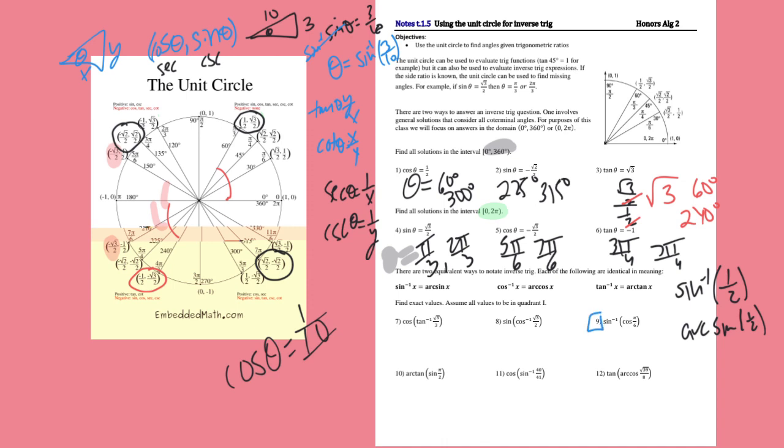Number 9 says, tell me the cosine of pi over 6. What is the cosine of pi over 6? So you go to pi over 6 on your unit circle and say, okay, cosine of pi over 6 is going to be the x-coordinate at a 30-degree angle, and that's going to be the square root of 3 over 2.